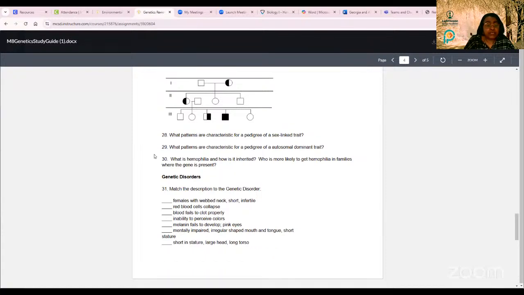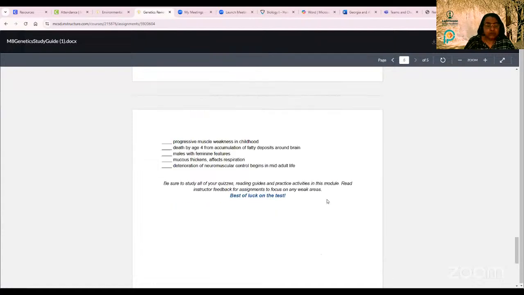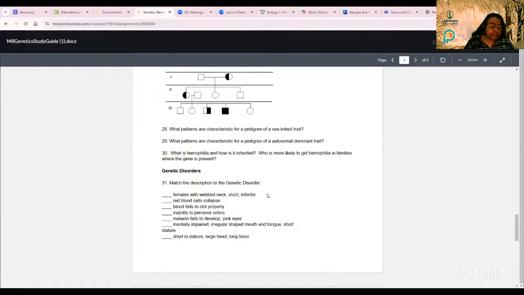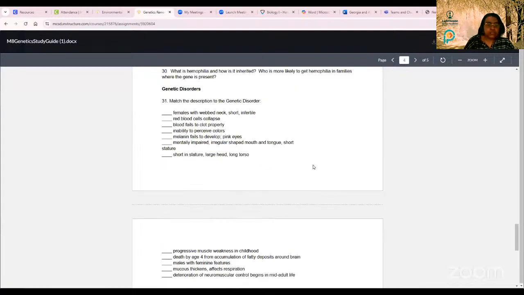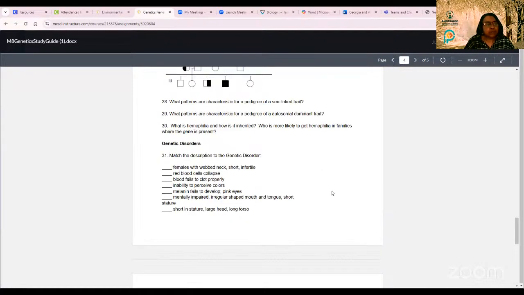This one down here which says match the description of a genetic disorder. They didn't give you a list to work from, but if you use the website or the vocabulary list, you can easily fill this part in. So there is no word list to match it with. Use your vocabulary list on the introductory page to get that done.